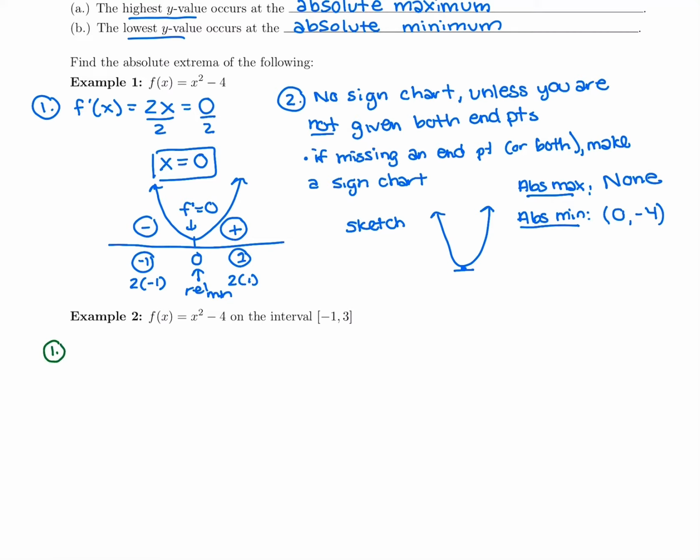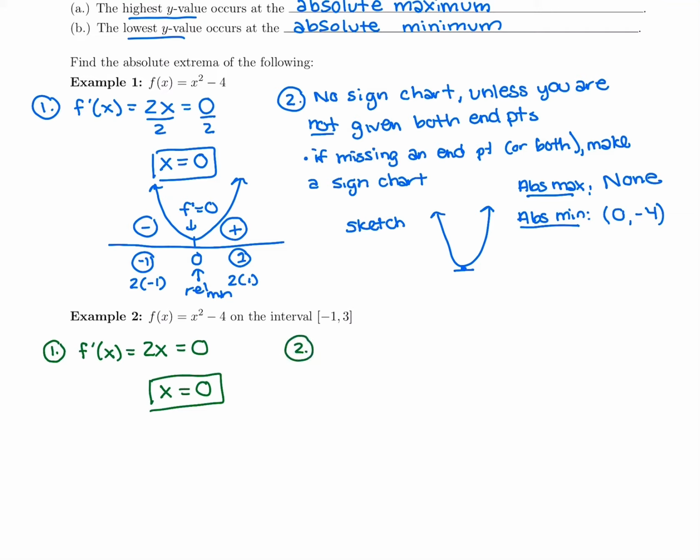If you're finding absolute max and absolute min, your first step is to find critical numbers. So you'd take the derivative, which we said was 2x. We'd set that equal to 0 and solve for a critical number. 2 times something is 0. That something must be 0. So it starts off the same whether you have endpoints or not. But your second step is different if you have endpoints.